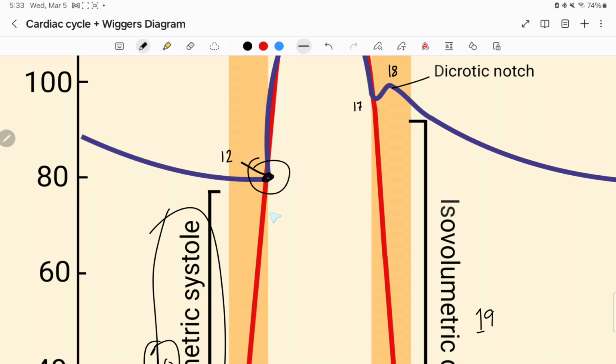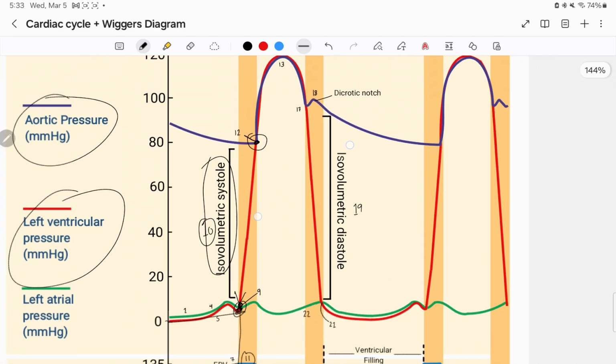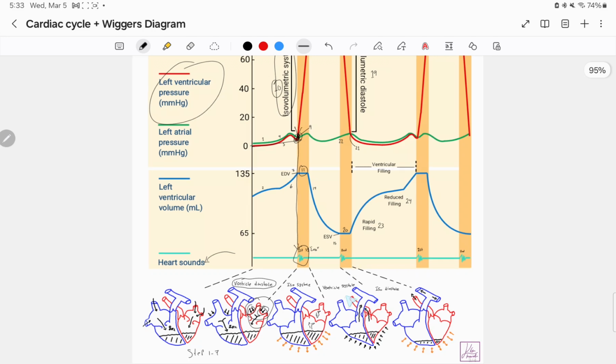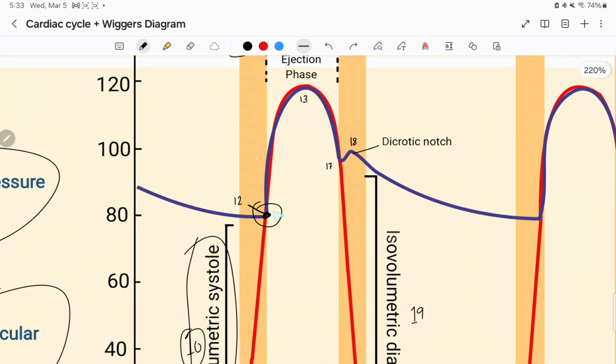And guess what? The left ventricular pressure reaches 80, but as soon as it overtakes it, we're no longer in the isovolumetric systole phase. We now transition to this phase, the ventricular systole, from here all the way to here. Okay? All the way to there. Awesome, guys. And you can see that at the ventricular systole part, the pressure in the actual left ventricle is rising. It's rising above the aortic pressure, which opens the aortic semilunar valves.